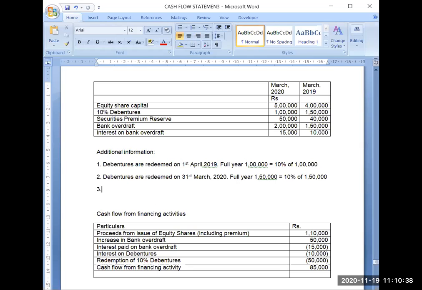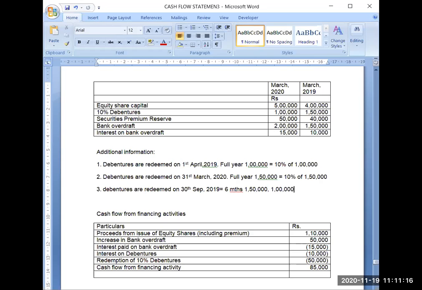Now a third situation may also be there. Debentures are redeemed on 30th September 2019. Now you are redeeming debentures in between. So for 6 months, you have used 1,50,000. Then for 6 months, you have used 1 lakh. So accordingly, you will be calculating the interest.